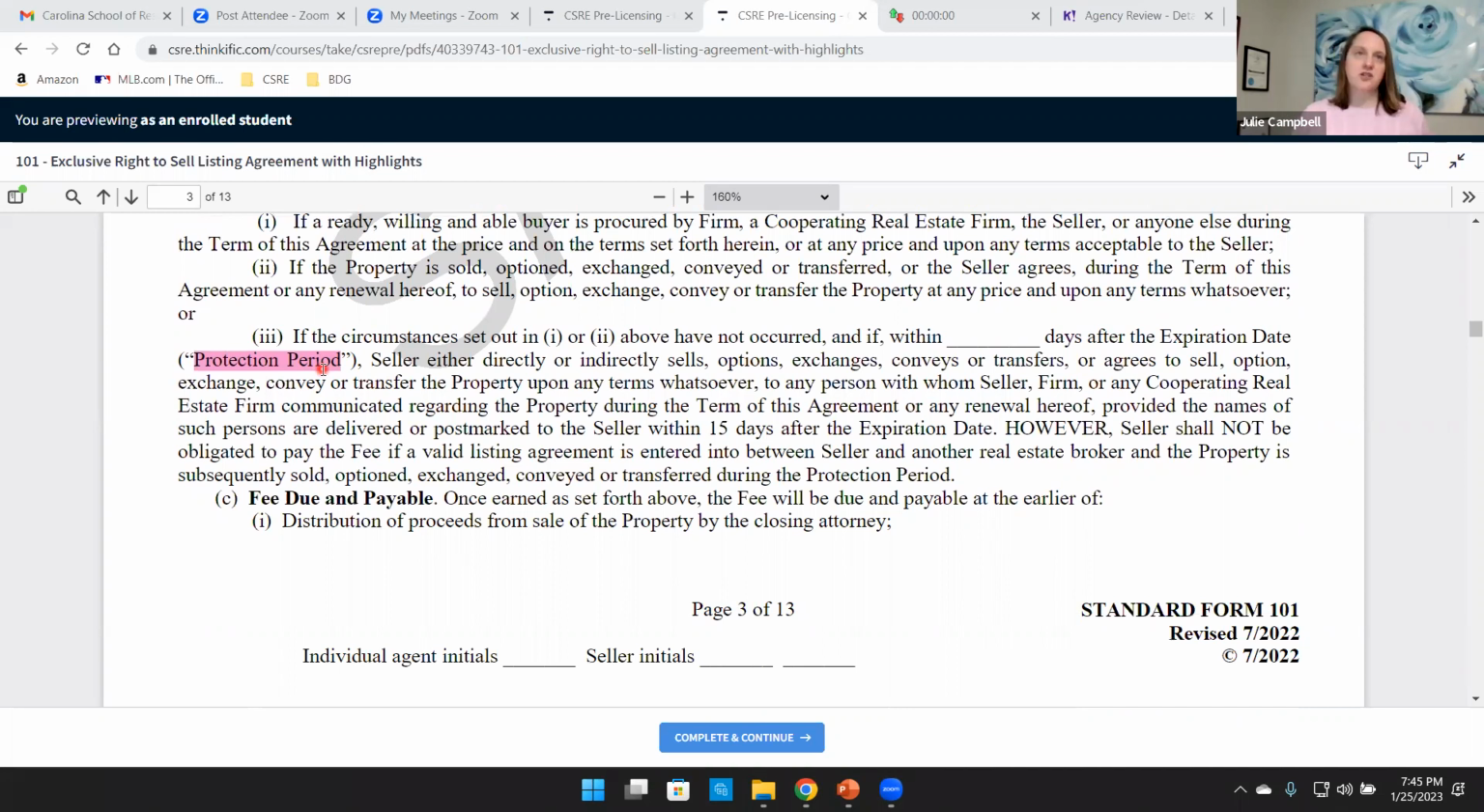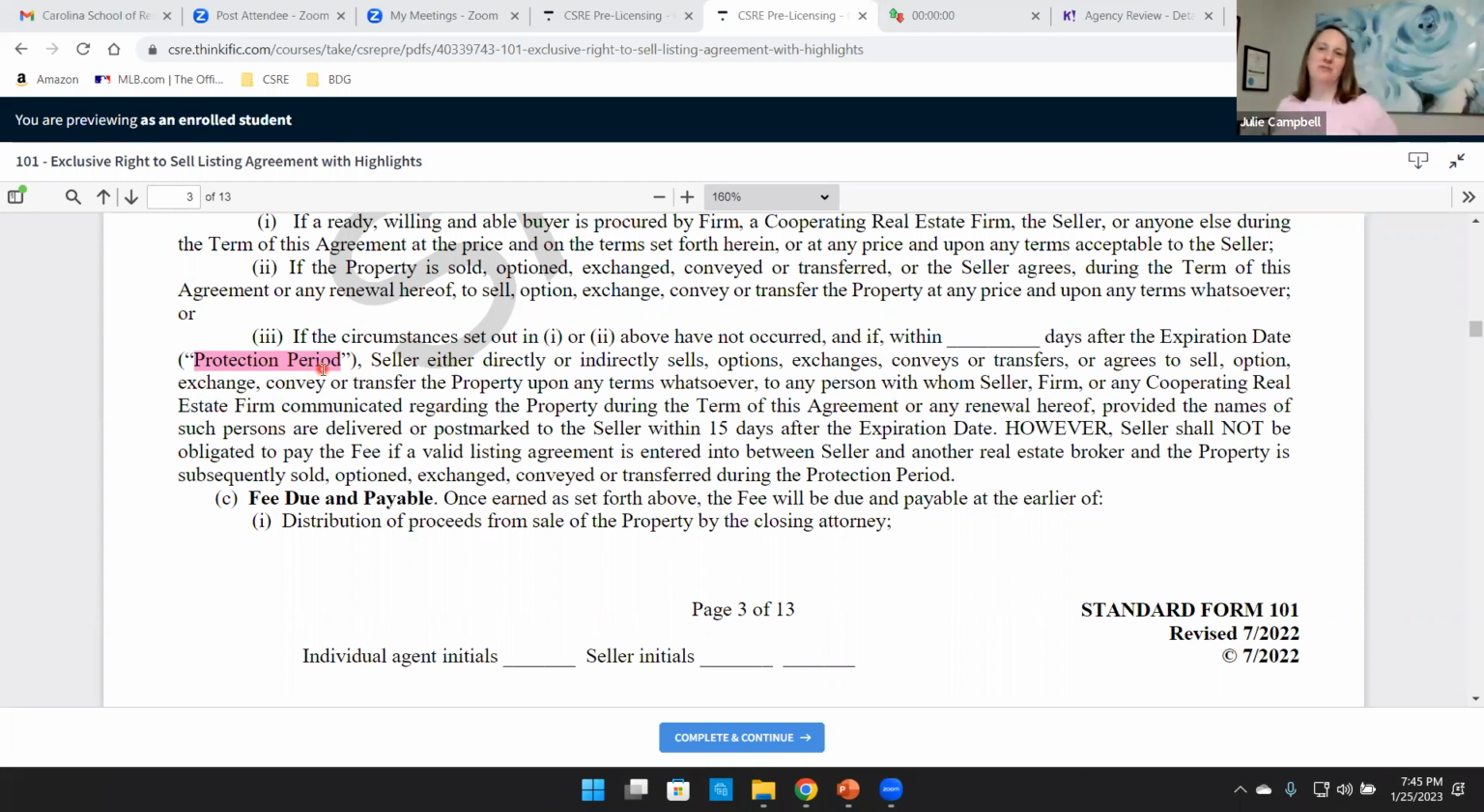218 talks about the protection period. Let's have some fun. The protection period could also be known as the extender clause, which could also be known as the override clause. Actually, we have three words that mean the same thing. Isn't that fun?